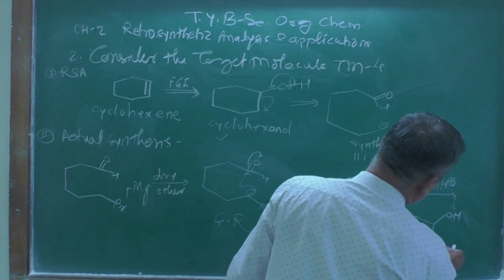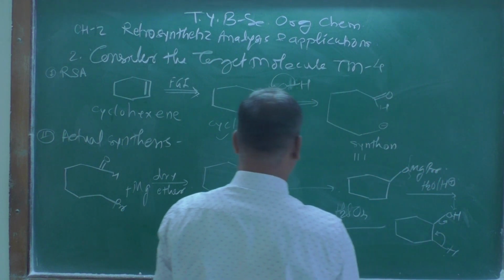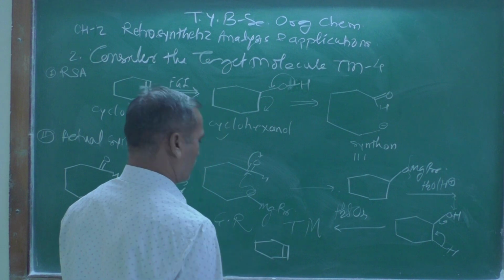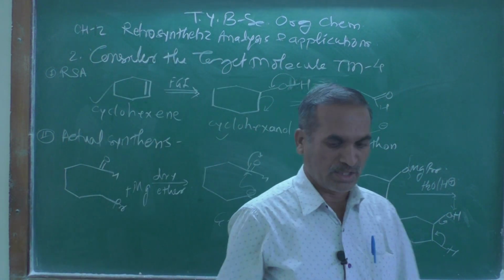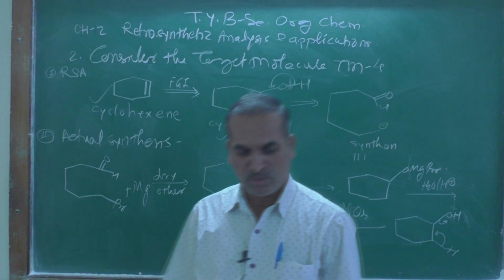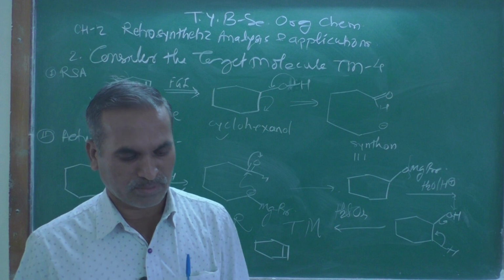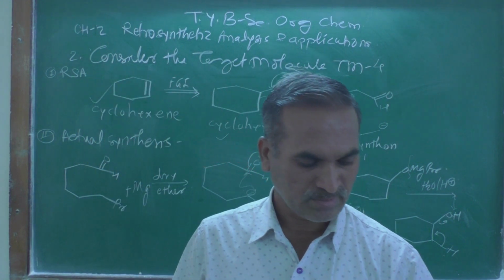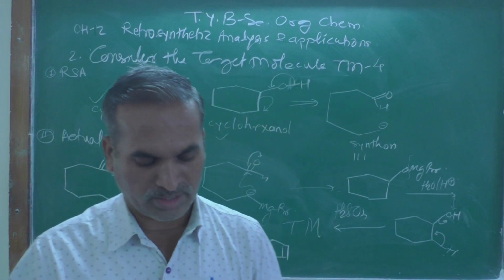Because here dehydration removes one H from here and OH from here, and a double bond comes here, the target molecule you are going to get is nothing but our cyclohexene. In this way we can prepare this type of organic compound in the laboratory. Look at this one.